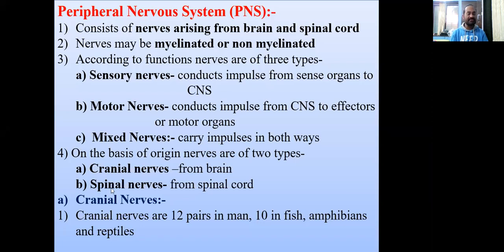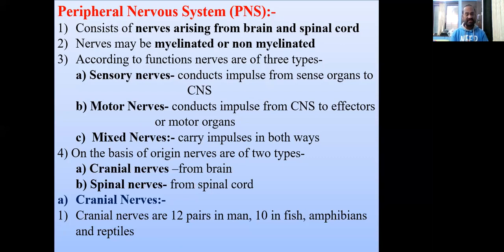And when they are arising from the spinal cord, we call them spinal nerves. So two types of nerves straight away we can have. Then as far as the cranial nerves are concerned, which are arising from the brain, the prime organ of the nervous system, they are called cranial nerves.